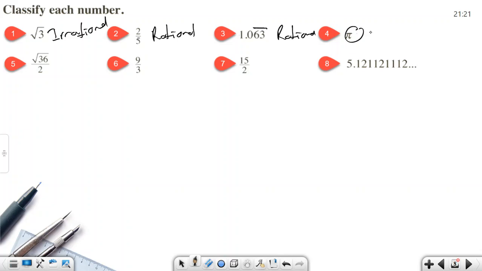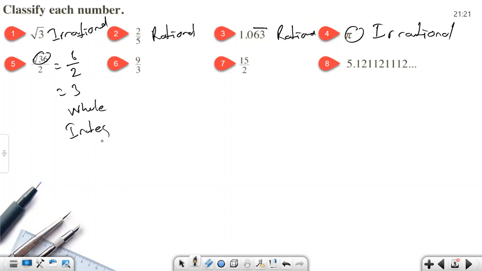I told you pi is an important irrational number. Square root of 36, that's 36 is a what? It's a perfect square number, so it's going to be 6 over 2, it's going to be 3. And what we know about 3, it's a whole number. It's an integer. It's a rational number. It's a real number. Actually, all of them are real numbers. And if you remember, a real number is rationals and irrationals. 9 over 3 equals 3. So they have the same answer, I think. 6 over 2 is 3.